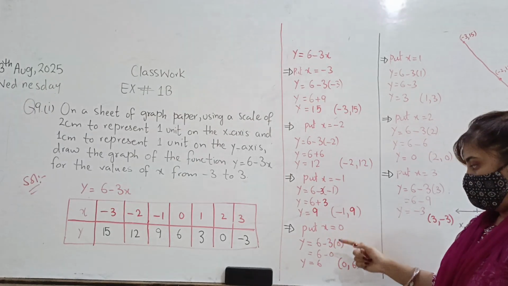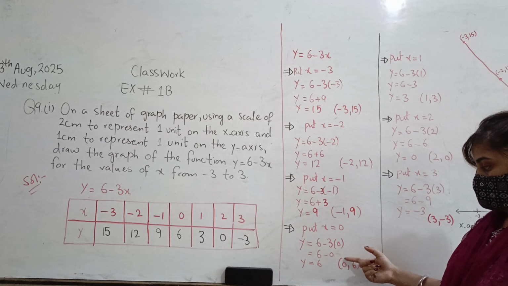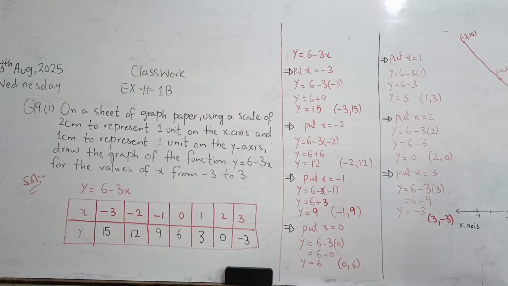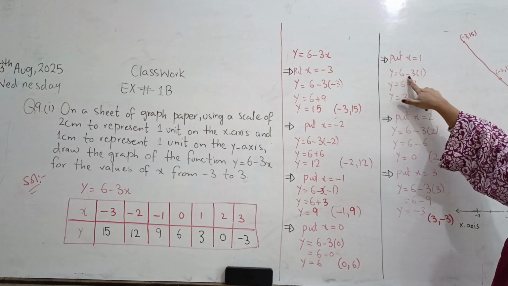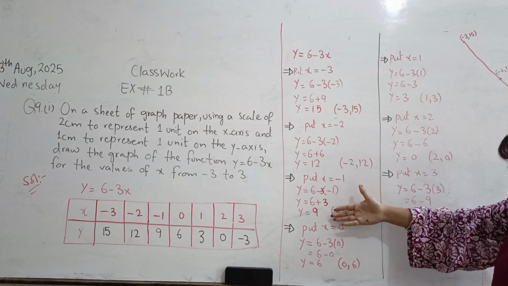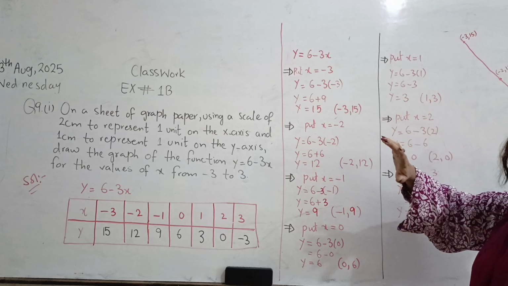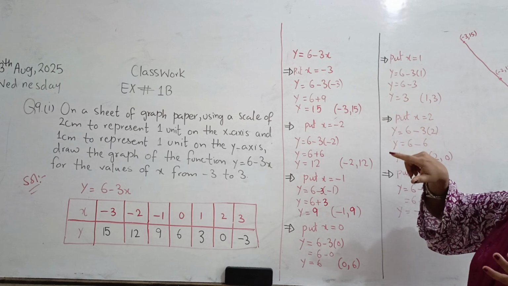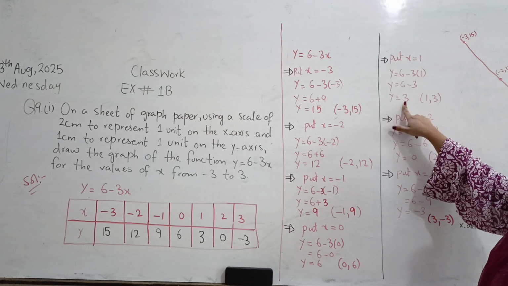And now we will put 0 in place of x. 6 comes as it is, 3 times 0 is 0. 6 minus 0 is 6. So we have the coordinates 0 and 6. For x is equal to 1, I put 1. 6 comes as it is, minus 3 ones are 3. Now different signs, so subtraction. 6 minus 3, the sign comes from the bigger value; 6 has a positive sign. There is no need to write the positive sign, but it has a positive sign, so this value is positive.